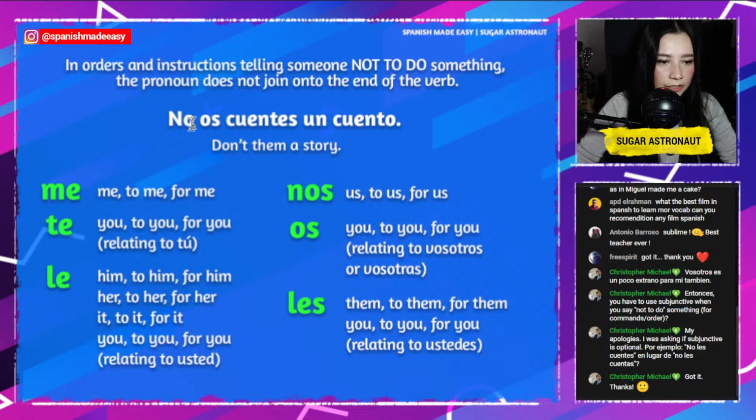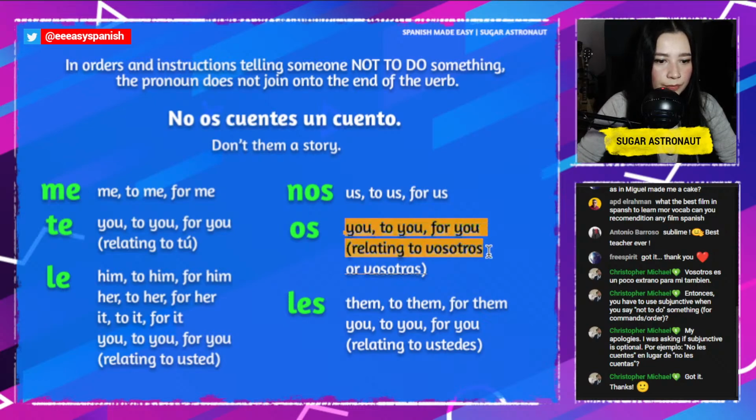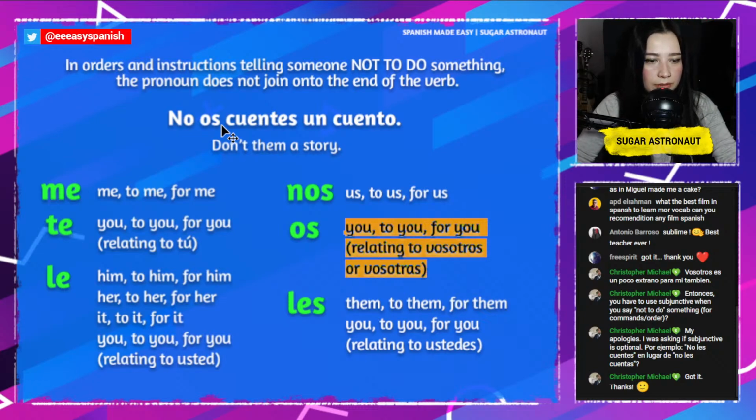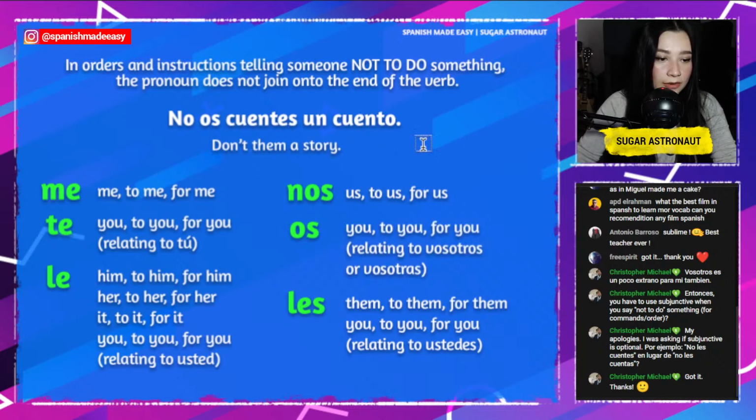Yeah, it's quite tricky. Because os usually means you to you for you, and it relates to vosotros or vosotras. Okay? But technically you're telling them to not say any story, to not tell any story. Yeah. This is technically correct. No os cuentes un cuento. Okay?